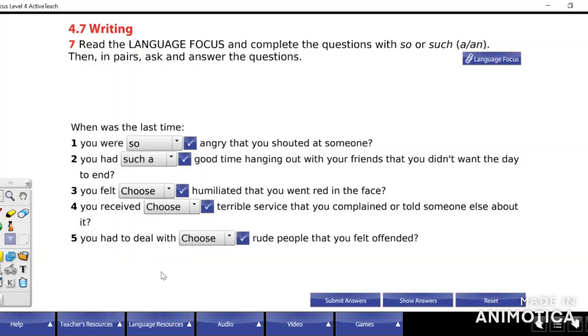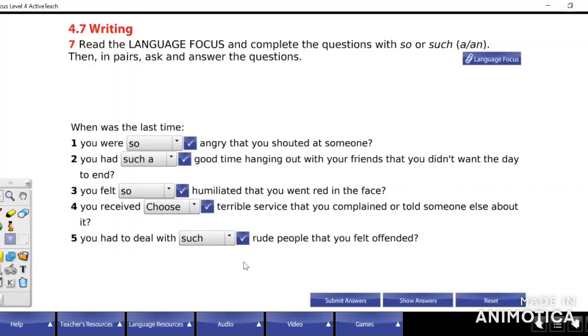So basically, that's what we're going to look for. You felt humiliated. Humiliated, that's an adjective, so it has to be so. You received terrible service. That's going to be a noun. And rude people, also going to be a noun. Now, why is it in this case such? Because an is a singular word, right?